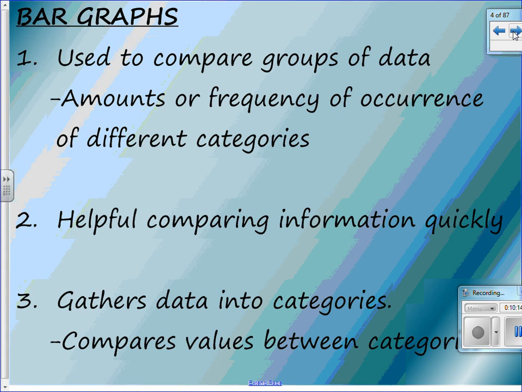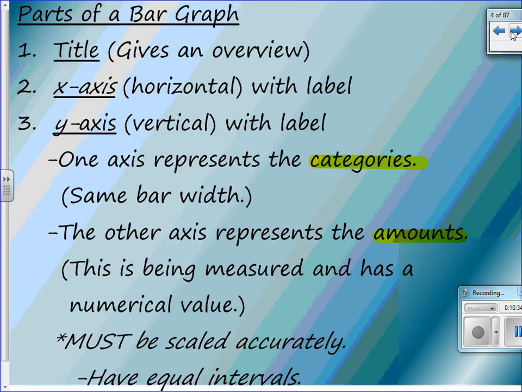So we could create a bar graph of our pulse data if we created different categories. Like maybe we had one bar that represented everyone who had a pulse in the 70s. That could be one bar. And then next to it, we could have another bar of everyone who had a pulse in the 80s. So you can really create a bar graph out of many, many different types of data.